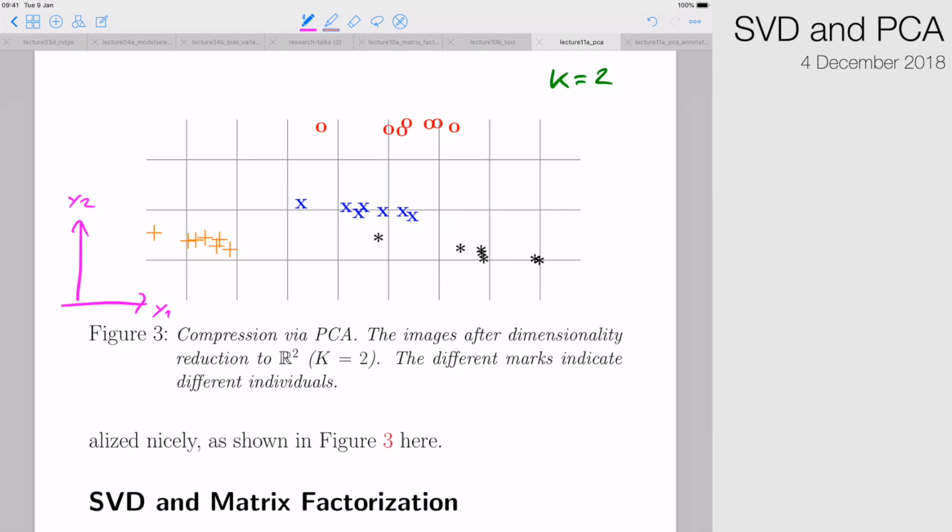So that's a nice property of SVD. Very important that one thing is compression, the other thing is interpretation by reducing the dimensionality.